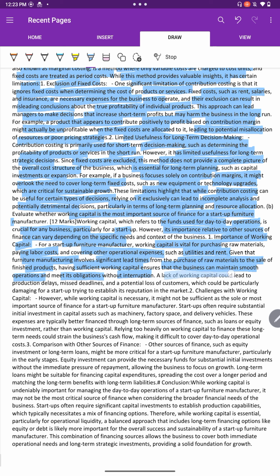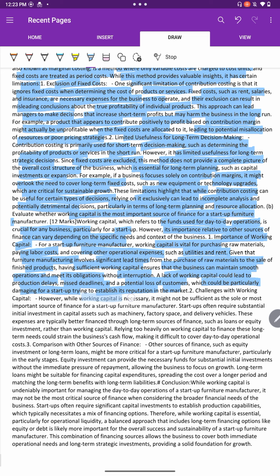A lack of working capital could lead to production delays, missed deadlines, and a potential loss of customers, which could be particularly damaging for a startup trying to establish a reputation in the market. Now, we are going to discuss its challenges.